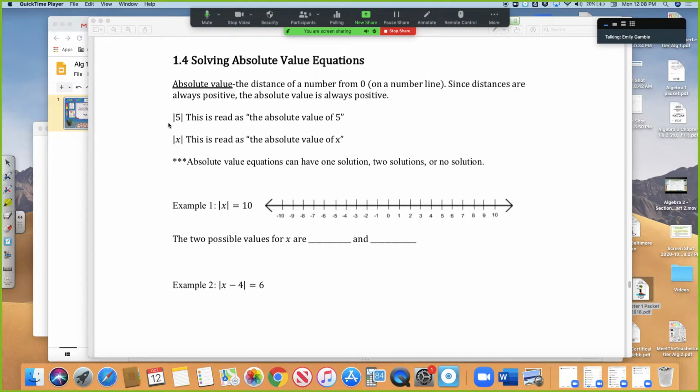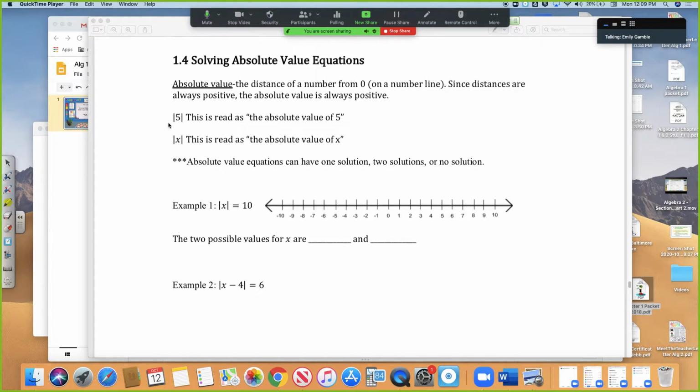Distance is always positive. So when you have an absolute value, it always takes a number and turns it into a positive number. The absolute value of 5 reads as how much distance from zero is 5, and the answer is 5. When you see straight lines like this with x in between, that means the absolute value of x. It's on your calculators. There's a function that does it for you, but basically all you need to know is take any number and make it positive, and that would be its absolute value.